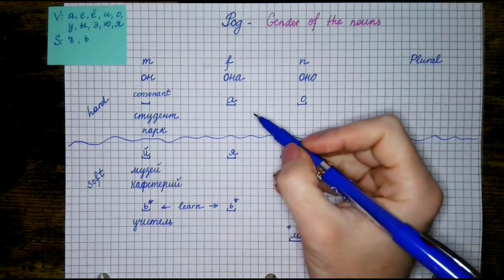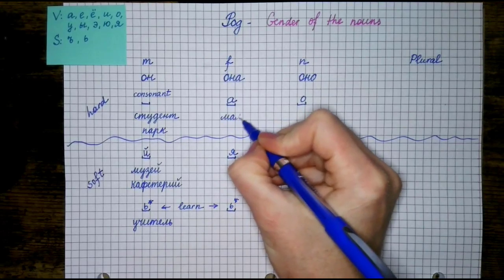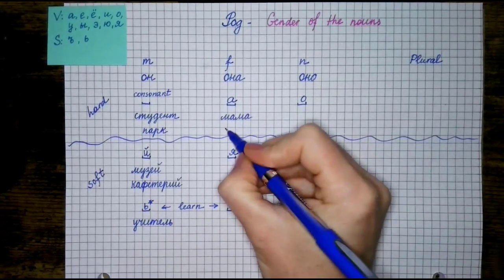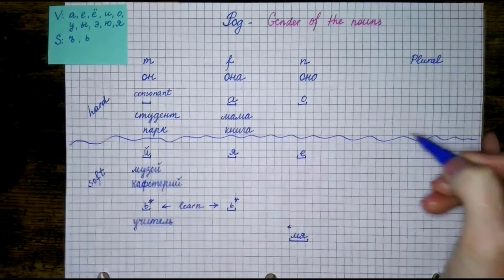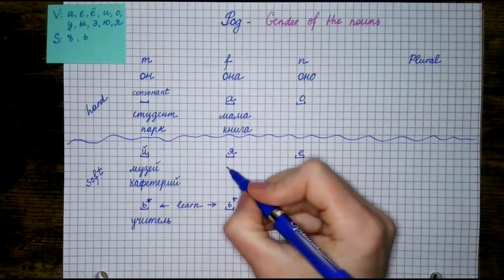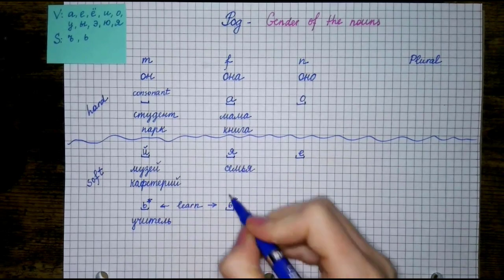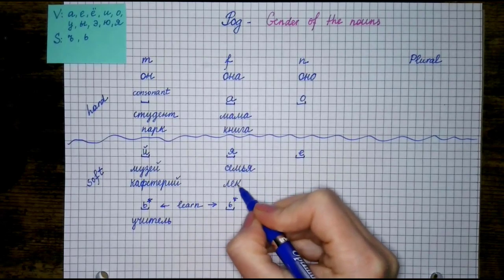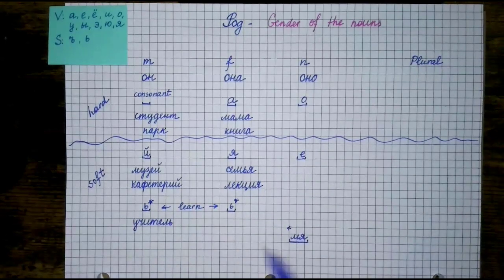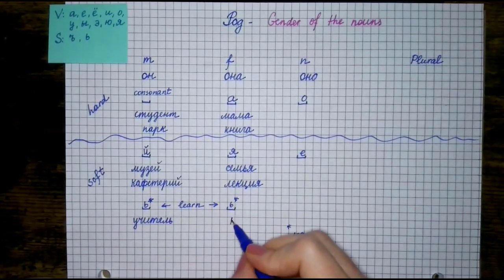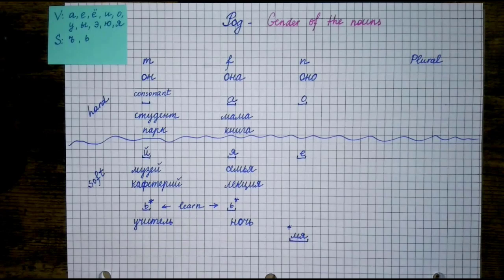Okay, let's write some examples for feminine nouns. I'll write mama, mom, and книга, which means a book. Examples for я, let's write семья, which means family, and лекция, lecture. For soft sign, let's take the word ночь, which means night, and it's a feminine noun.